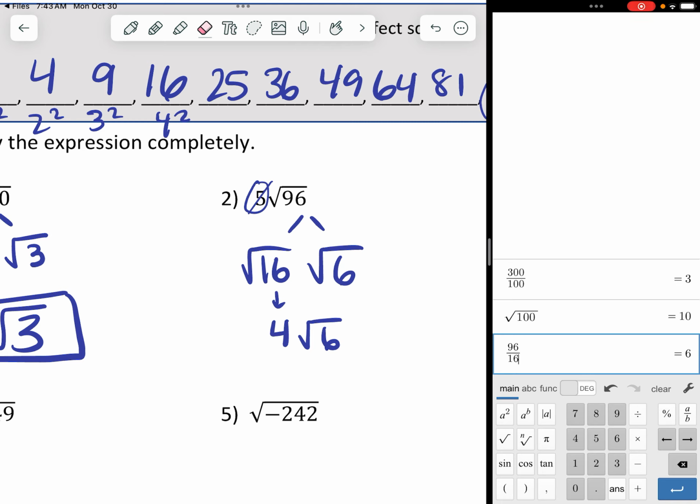Now, before I said ignore that 5, but now I can't ignore it anymore. We bring it down, and when you bring it down, you multiply the like terms. So now we end up with 20 root 6 is our answer.